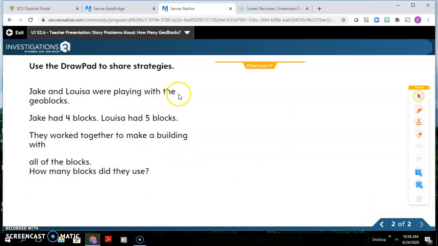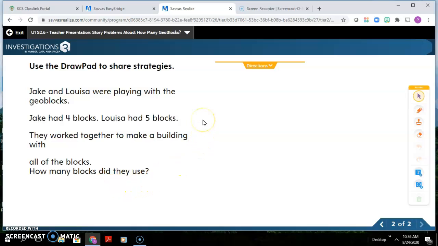All right, as I read this word problem, I want you to see it in your head so you can think about what's going on in this word problem. Jake and Louisa were playing with the geo blocks. Jake had 4 blocks. Louisa had 5 blocks. They worked together to make a building with all of the blocks. How many blocks did they use?